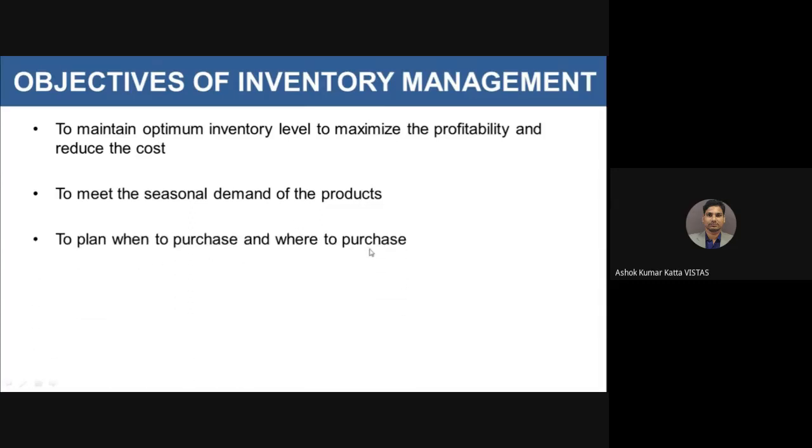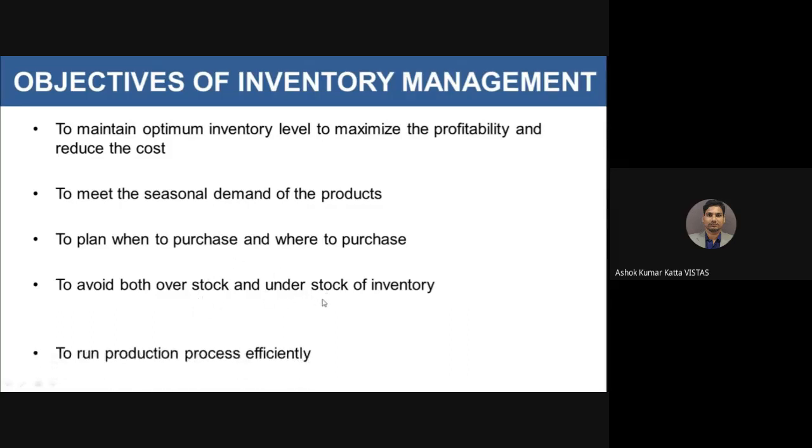To plan when to purchase and where to purchase, to avoid both overstock and understock of inventory. As I already told, if you are having overstock of inventory, your inventory may get spoiled, it may get damaged, or it is not used, so it has been worthless even after you have paid the cost to the supplier for that inventory. And if you are having understock, you may miss out on the demand which is there in the market for your product, and thus you may incur the opportunity cost. So you need to avoid both the situations of overstock and understock.